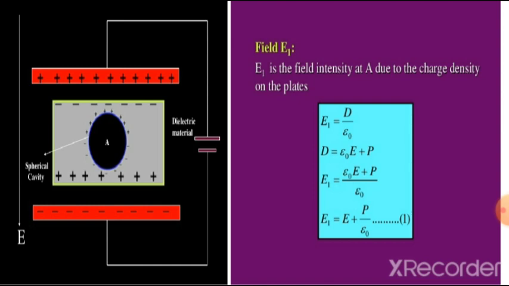A is a molecule with negative and positive charges. When a dielectric is placed between the capacitor plates, the negative charges of an atom are attracted toward the positive plate of the capacitor, and the positive charges of the atom are attracted toward the negative plate when the electric field is applied. Now E1 is equal to D by epsilon naught. D is equal to epsilon naught E plus P, as already discussed earlier. So E1 is equal to E plus P by epsilon naught.